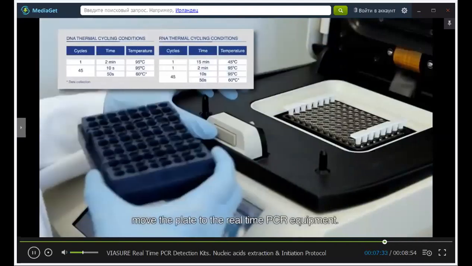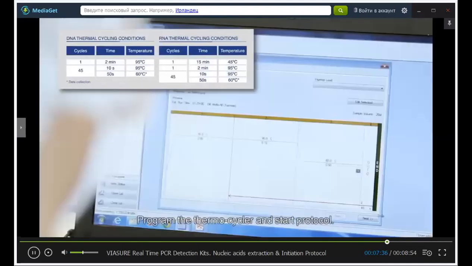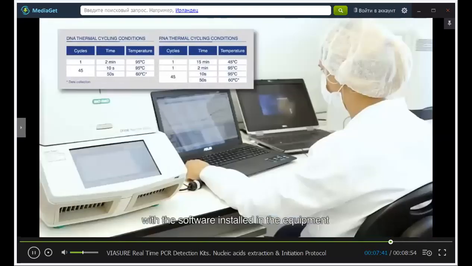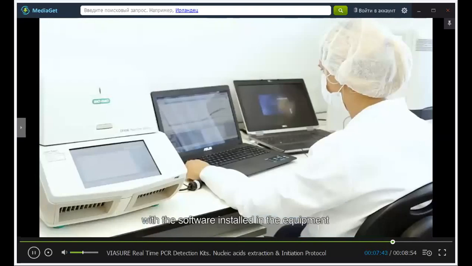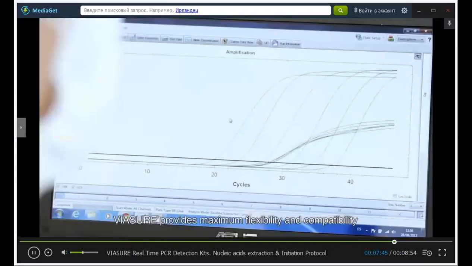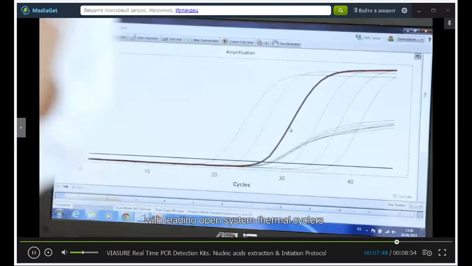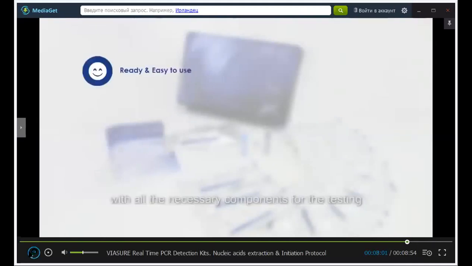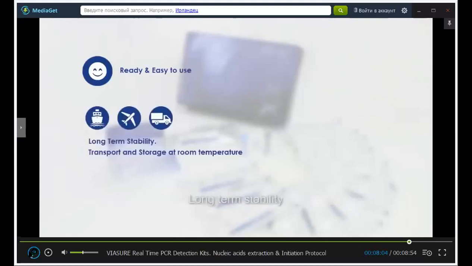Place the plate in the thermocycler. Program the thermocycler and start protocol. When finished, analyze the results with the software installed in the equipment. ViaSure provides maximum flexibility and compatibility with leading open system thermocyclers and the latest technology for the stabilization of products. Ready-to-use kits with all the necessary components for the testing. Long-term stability that facilitates transport and storage.